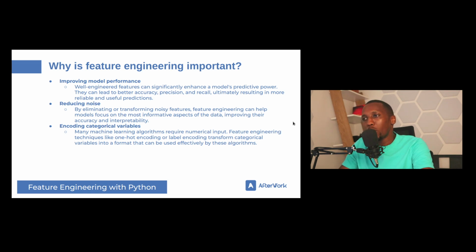Again, also encoding categorical variables. I already mentioned the example of a column, a categorical variable that could be maybe gender, or just any other variable that has classes.